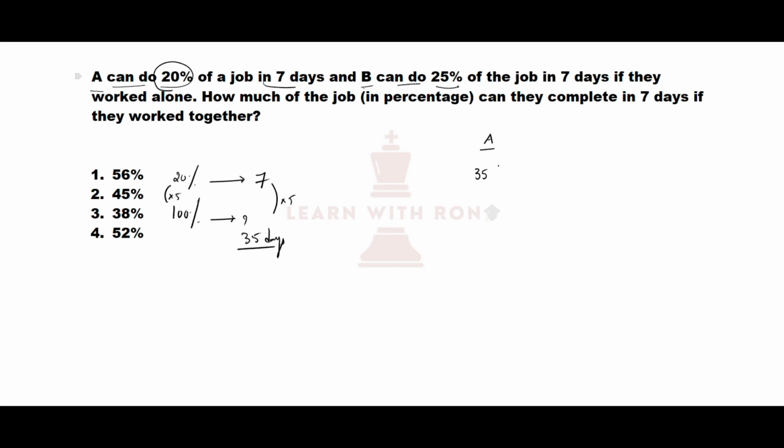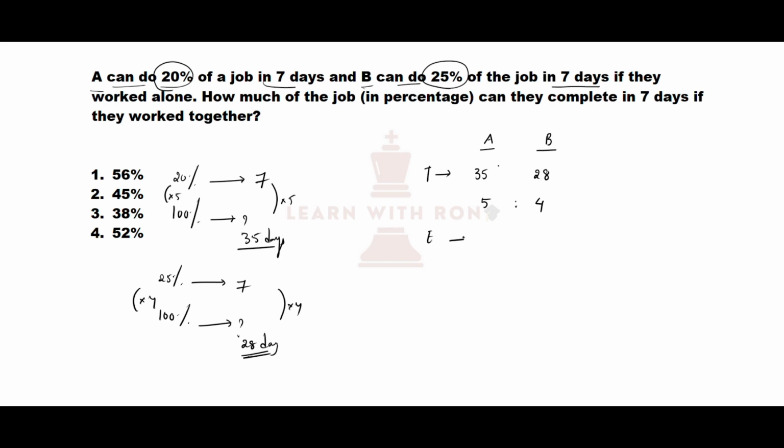See the next part. B can do 25% of a job in 7 days. If 25%, they have given us 7 days, how long for the total work? 100% is done. 25 fours, 7 fours, which is 28 days, which means B can do this work in 28 days. This is time here. So time ratio 7 fives, 7 fours. So efficiency ratio here is 4:5.